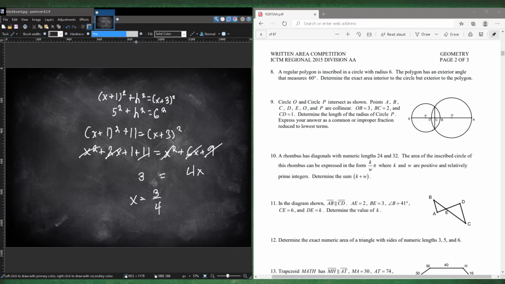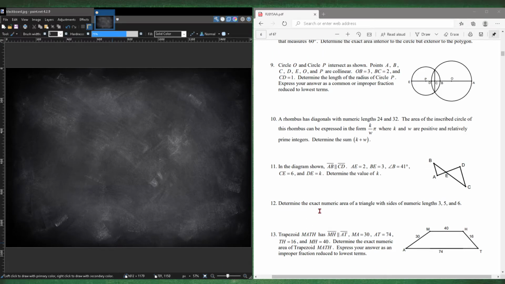So if x is equal to 3 over 4, we need to find the radius of our circle P, which is this, x plus 3. So we just add 3 to this number. 3 over 4 plus 3 is 3 over 4 plus 12 over 4, which is 15 over 4 as our radius. And that is our answer for number 9.